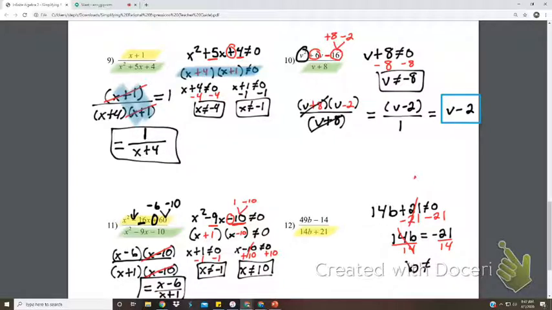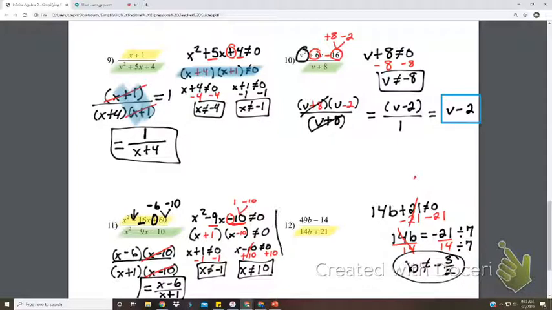Now this fraction, we can divide both the top and the bottom by 7, which makes it negative 3 over 2. So there's part of our answer. The excluded value on this would be b cannot be negative 3 over 2.